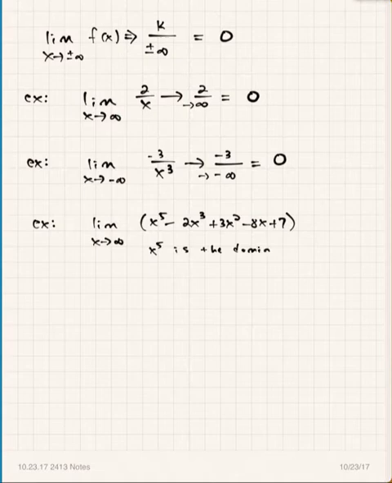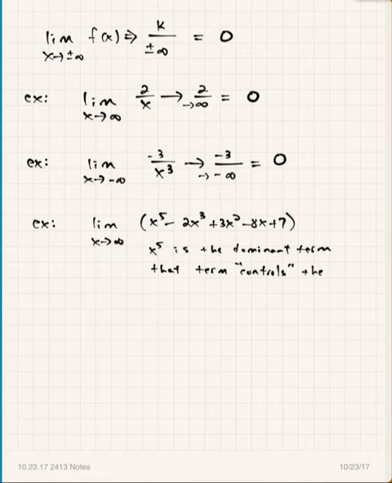In other words, that term controls the end behavior of this function. It doesn't matter what the other terms are ultimately. When x gets large, the only term that matters is the x to the 5th term. All the other terms, even though they may be really big for a specific x value, x to the 5th is going to be much, much larger.